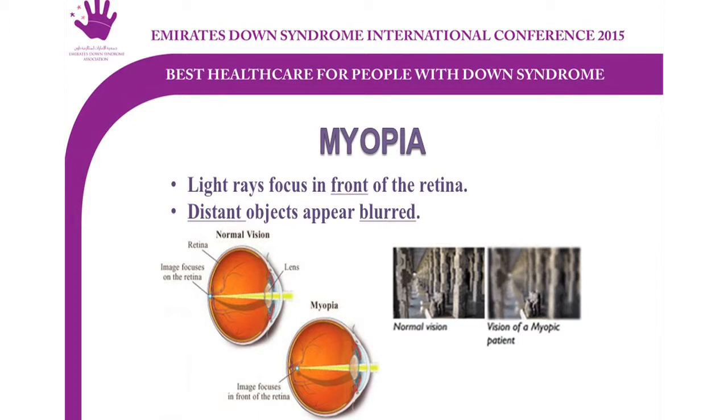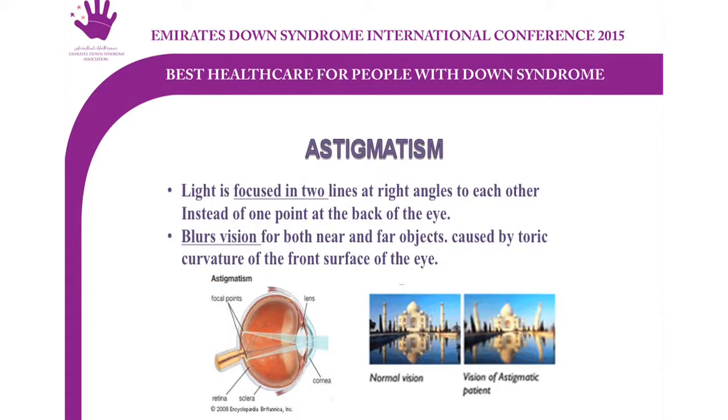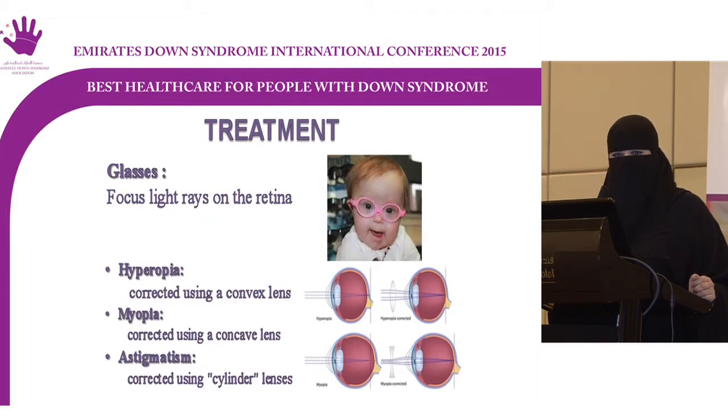In myopia, light rays focus in front of the retina, and distant objects appear blurred. Astigmatism: light rays focus in two lines at right angles instead of one point. It causes blurred vision for both near and far objects, caused by toric curvature of the front surface of the eye. The only treatment for refractive error for children is glasses. Convex lenses are used to treat hyperopia, concave for myopia, and cylinder lenses for astigmatism.